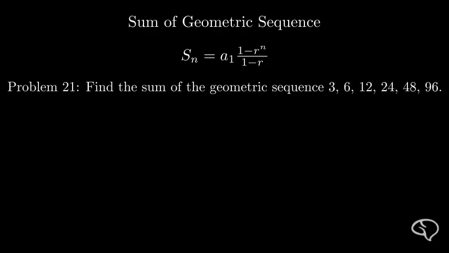First, let's identify our values. The first term, a sub 1, is 3. The common ratio, r, is 2. And by counting, we see there are 6 terms, so n is 6.